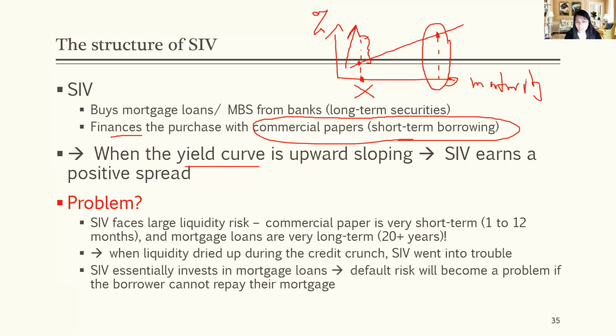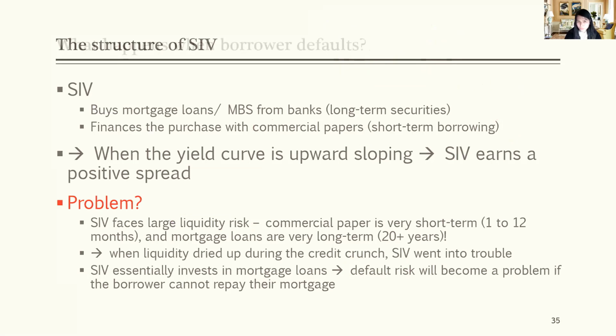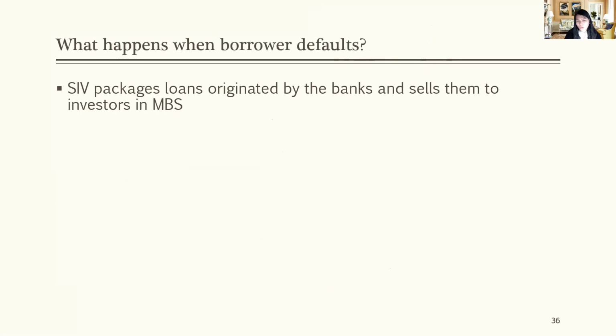Secondly, the SIVs essentially invest in mortgages, right? And as a result, they are exposed to the default risk of the borrowers. So SIVs face two problems. The first one is a liquidity problem, and second is a default problem. So when the borrower defaults, then obviously their mortgages start to lose value, and then it's very hard for them to sell their mortgage-backed securities now.